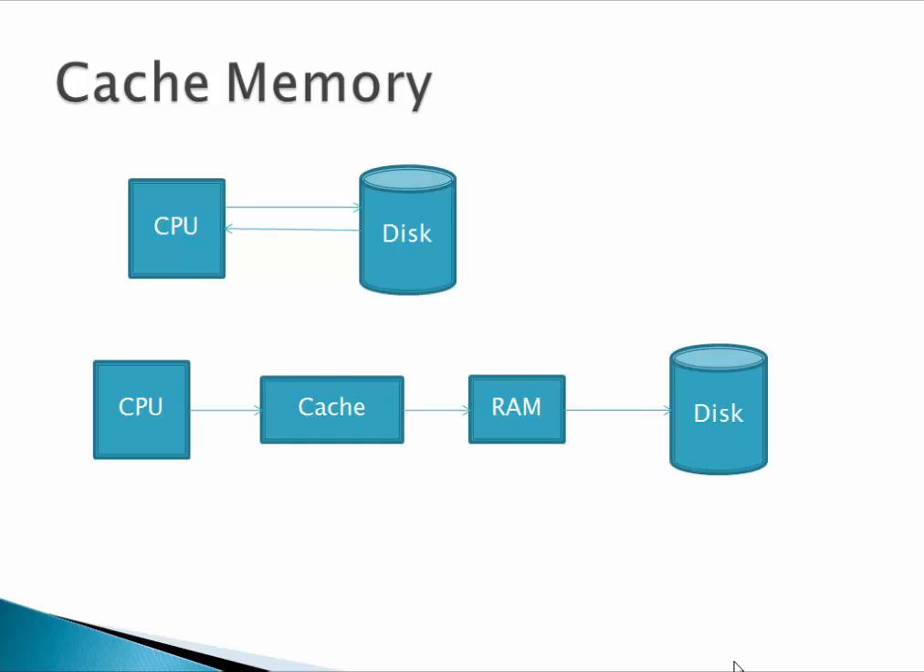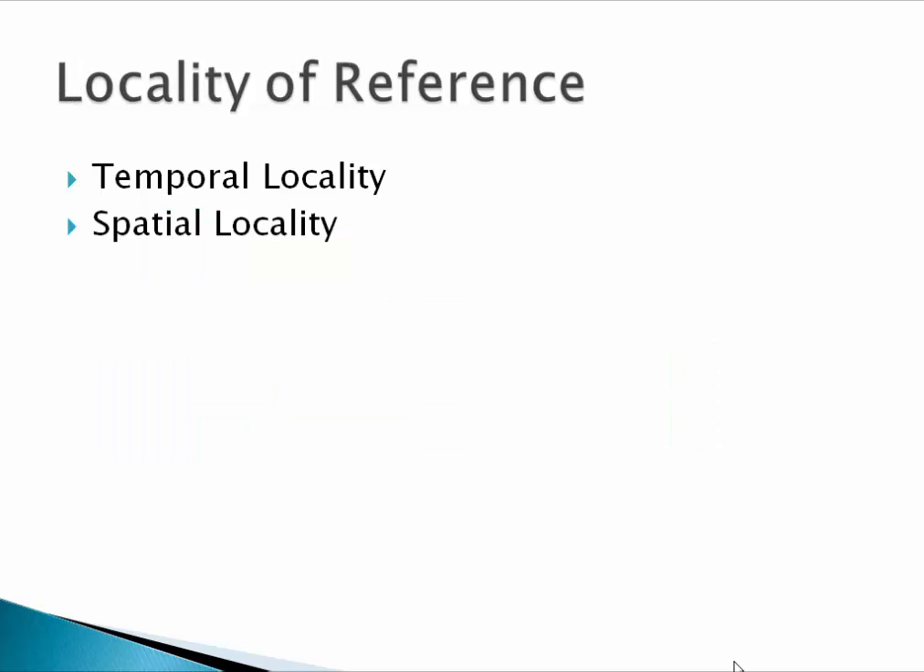The aim of each of these is to achieve a higher cache hit rate, which is going to improve your performance to a large extent. For this we have the locality of reference, which is divided into two categories: temporal locality and spatial locality of reference.